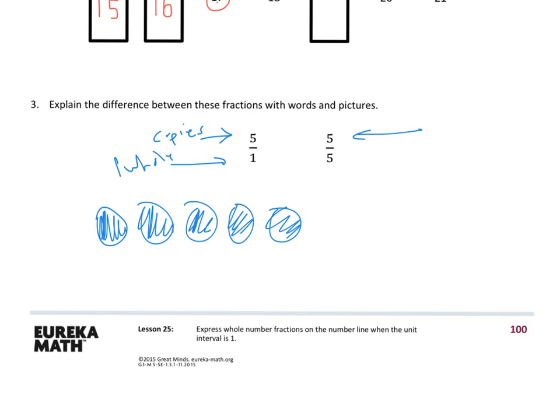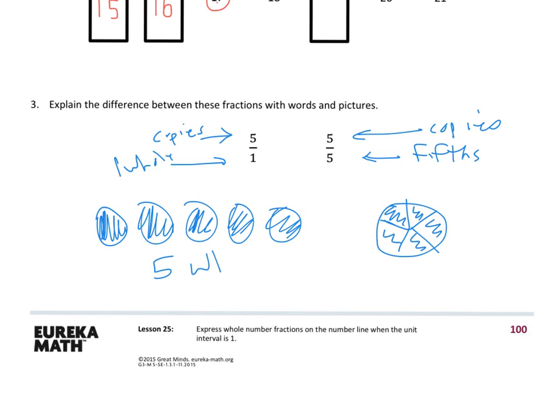And this one means 5 copies of fifths, or my unit fraction of 1/5. So I can draw this, and I see here's 1/5, 2/5, 3/5, 4/5, 5/5. So 5 over 1 means you have 5 wholes, or 5 copies of 1 whole.